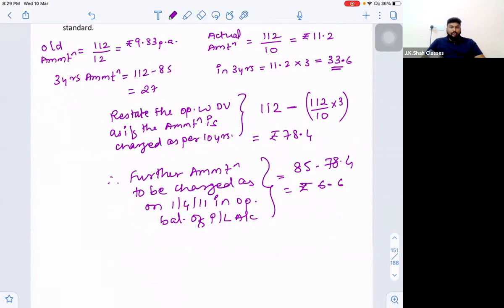And there is one more way of showing 6.6 also. Sir, you should have charged 33.6, but you charged only 27. So technically 6.6 is the further amortization that you have to charge to give the retrospective effect. And retrospective is compulsory only in this situation. Why? Because you are amortizing over a higher period of time as compared to the time period allowed by AS 26. Lower period is fine, but you have taken a higher period. That is why we have to give a retrospective effect.